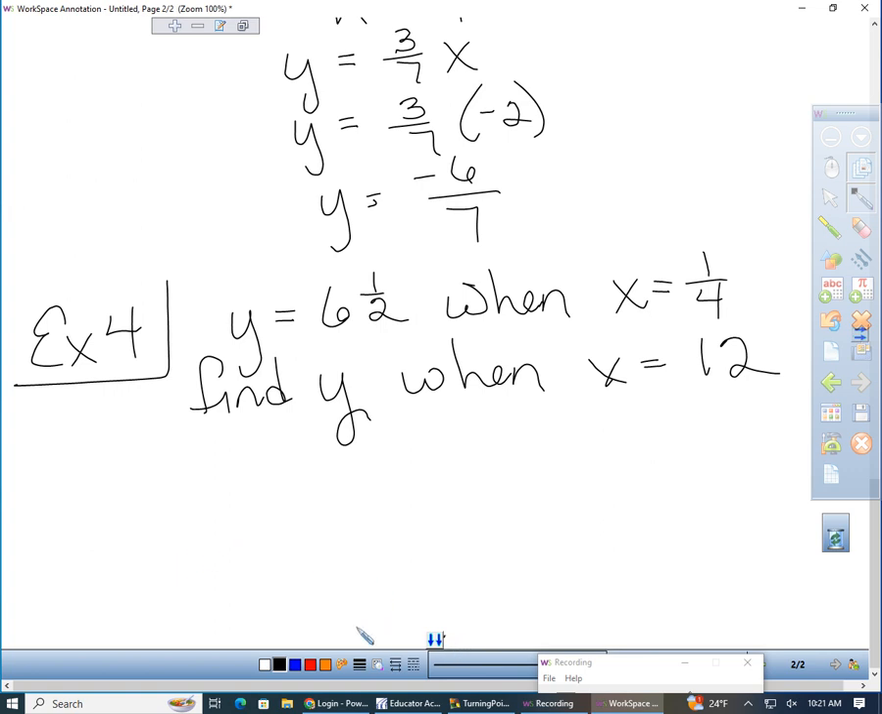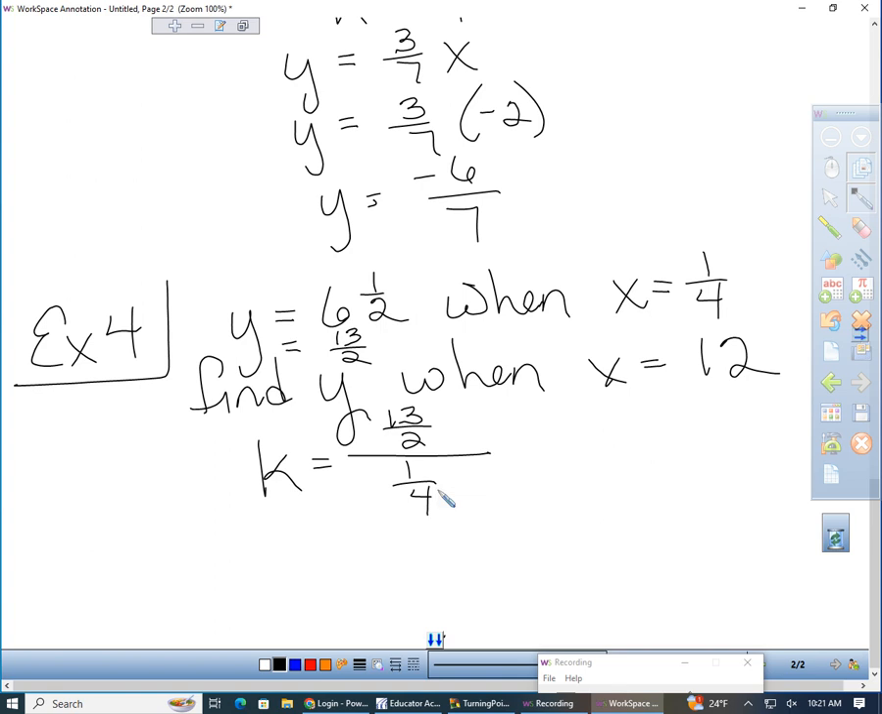It is. So what do you think we have to do with that? We have to change that to an improper fraction. So this 6.5 actually becomes what? 13 over 2. Good. Now, our first step is we find k. K equals y, which is 13 over 2, over x, which is 1/4.